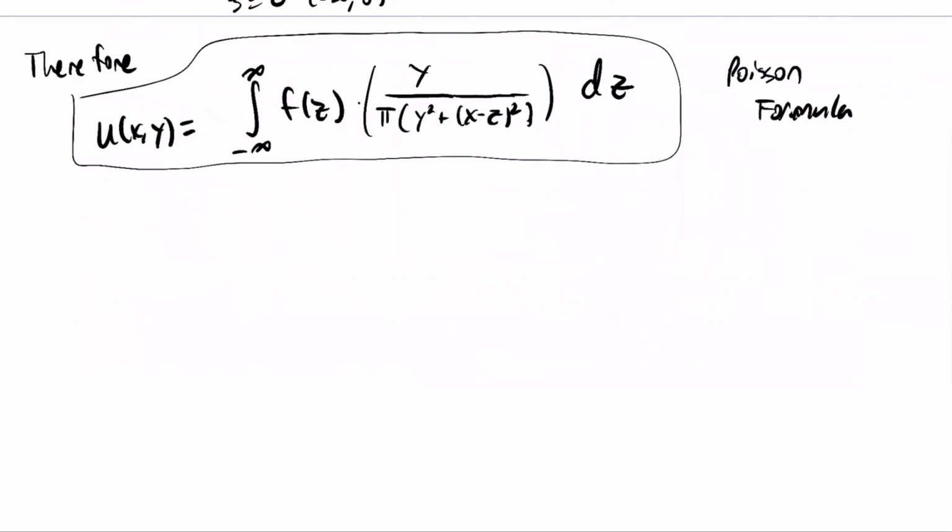Great. So I do want to just say a little bit more about this formula, though. So, well, let me just introduce a definition.